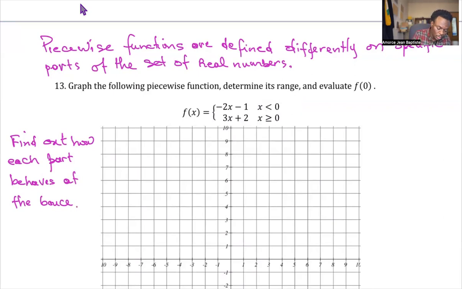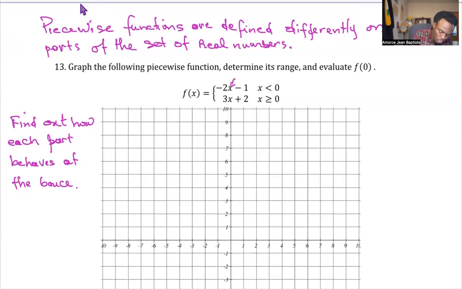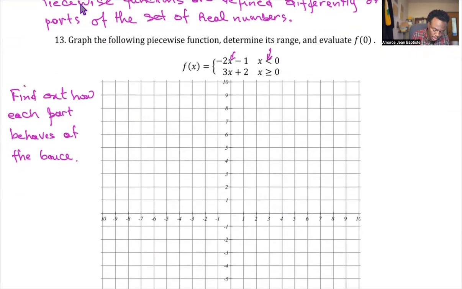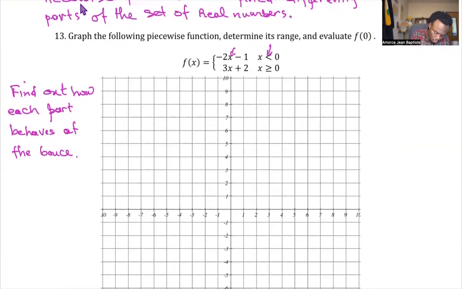So for x equals 0, that will be your y-intercept. The y-intercept will not be included, so I'm going to put an open circle here. X equals 0, y equals negative 1. That's the y-intercept, but it's an open circle. For this second part, at 0, it's going to be 2. But because it has greater than or equal, I'm going to keep a closed circle. So let me use a different color, 2.